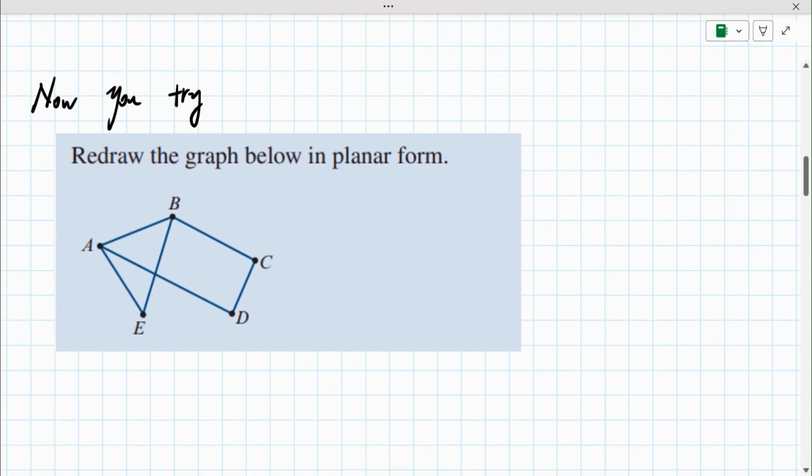Now you can try this kind of question. Hopefully that helps you analyse it. I can change A and D, or I can change B and E, so it's totally up to you. Just make sure it becomes planar form. Also remember you have to keep the same connections: A to B, A to E, A to D, and C to D. You have to keep them connected together.